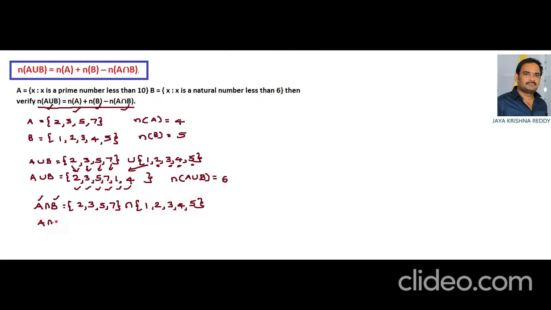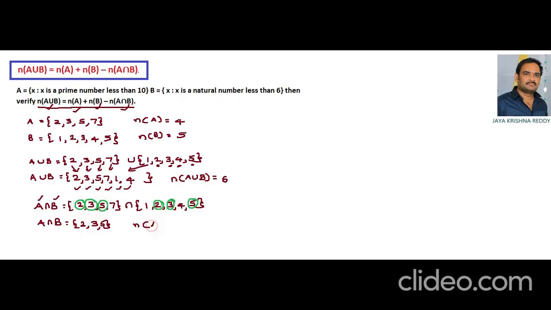A intersection B means you have to write the common elements of both the sets. What are the common elements? 2 is a common element of both the sets, 3 is also a common element of both the sets, and 5 is also a common element of both the sets. So the common elements of both the sets are 2, 3 and 5.